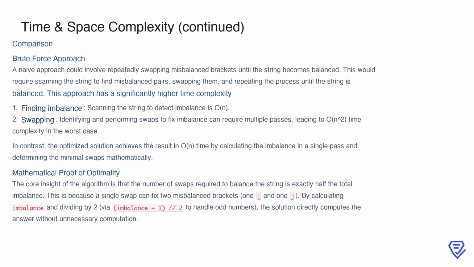The key insight here is that one swap can fix two misbalanced brackets, so the number of swaps required is exactly half the total imbalance. This is calculated efficiently using the formula (imbalance + 1) / 2, which ensures the result is accurate even for odd imbalances. This mathematical approach eliminates unnecessary computations and highlights the optimality of the solution.